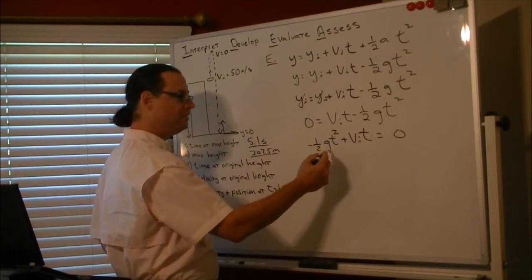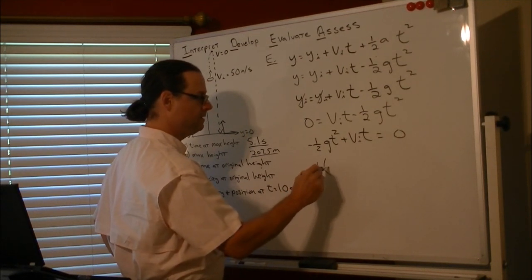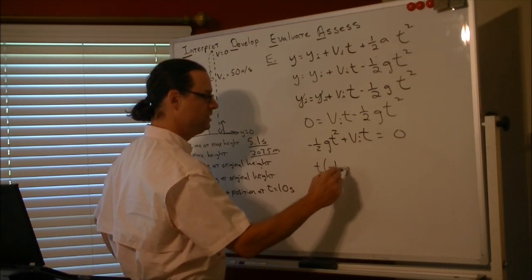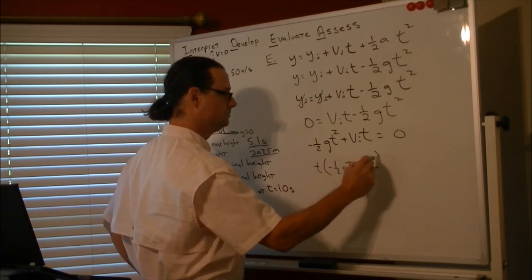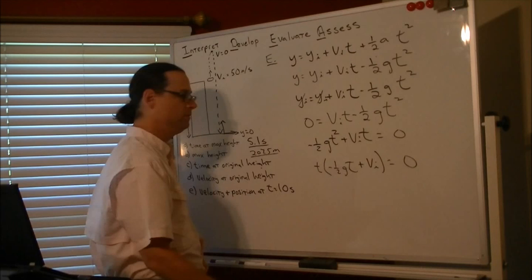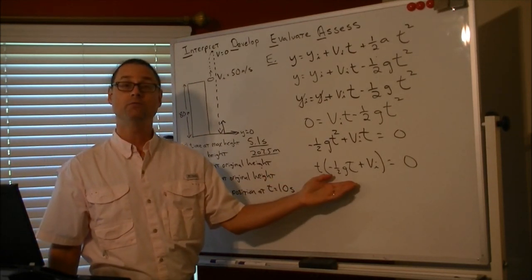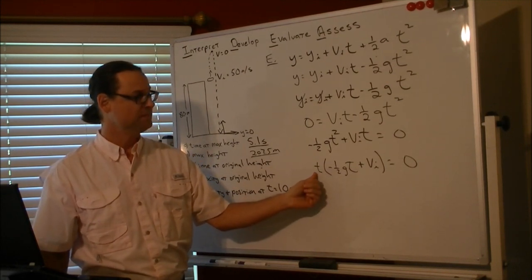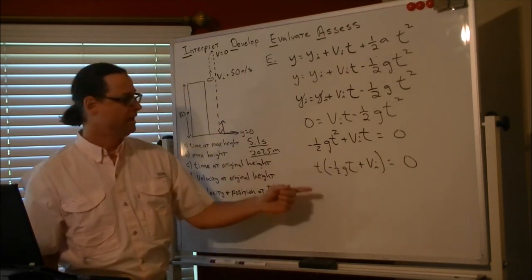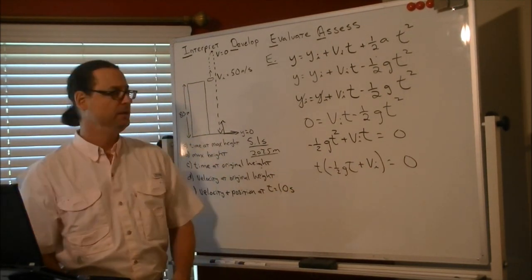So now let's factor out a t. So we get t times (minus 1/2 gt plus v initial) equals 0. And so now we've got this factored equation, and if you recall from algebra, one solution to this equation is simply t equals 0, and the other solution of the equation is the term in parentheses being equal to 0.